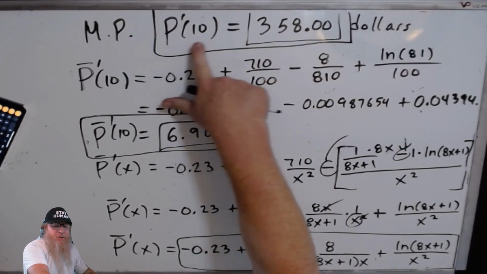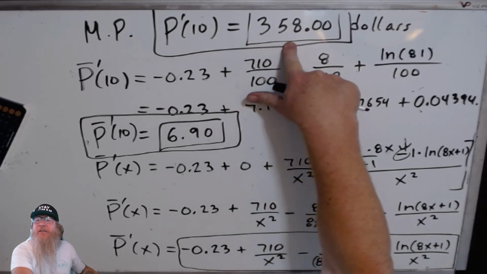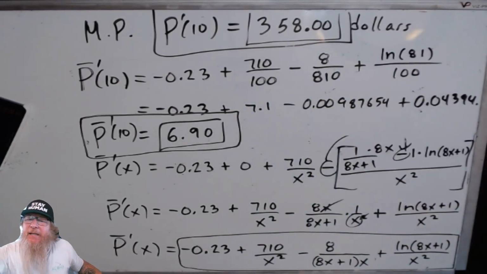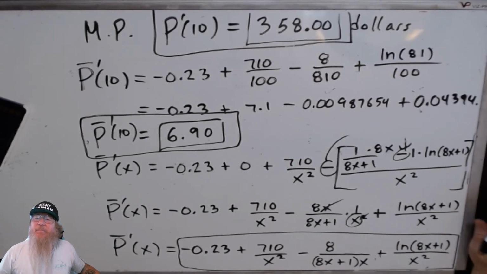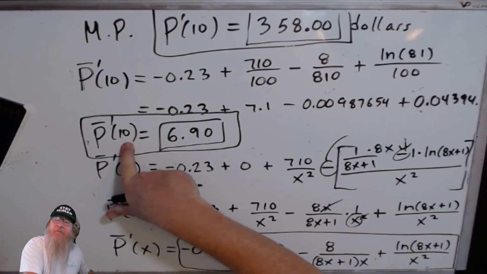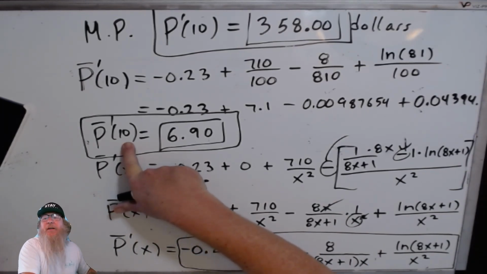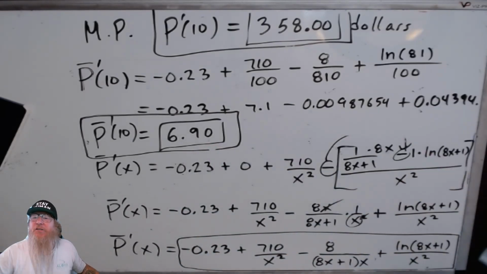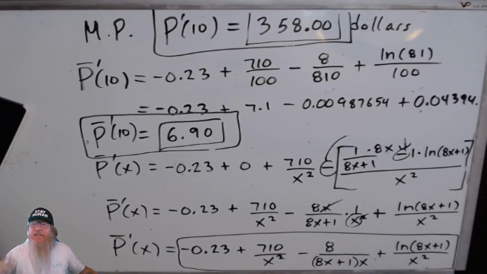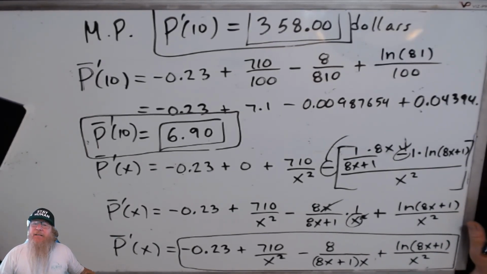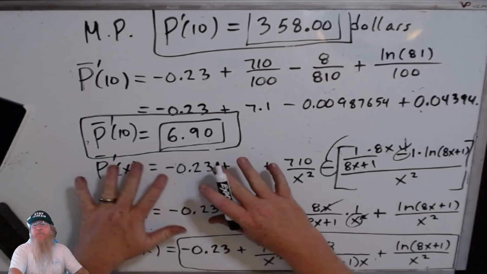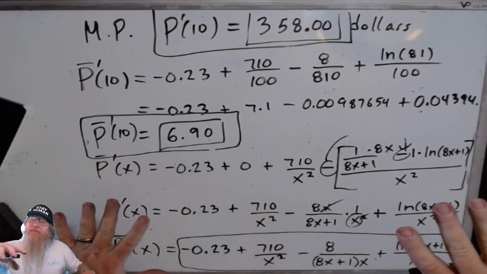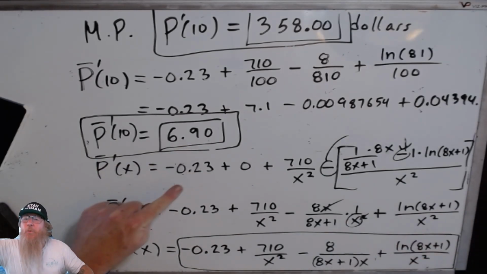So my marginal profit is $358. That's how much I would make selling the next gizmo, right? And then the average marginal profit, or marginal average profit, means that on average, I'm making an additional $6.90 on each additional unit, right? At least so far. When you're at 10. When you get to 11, then this number will change. And then when you get to 12, that number will change.